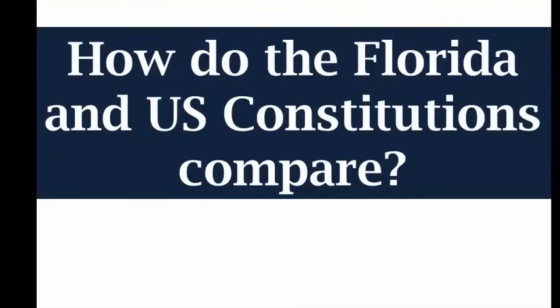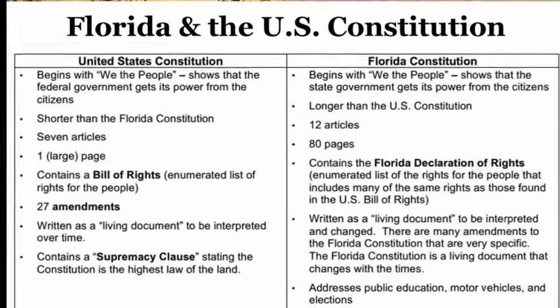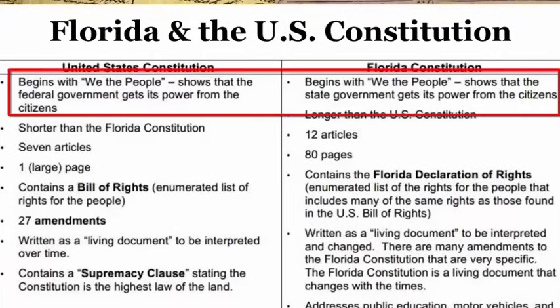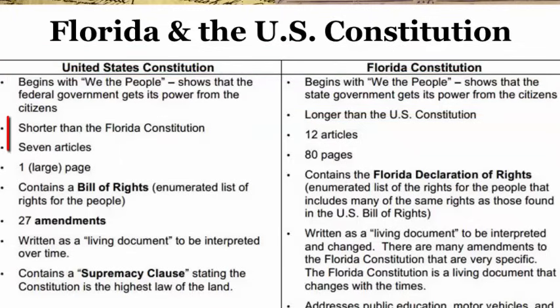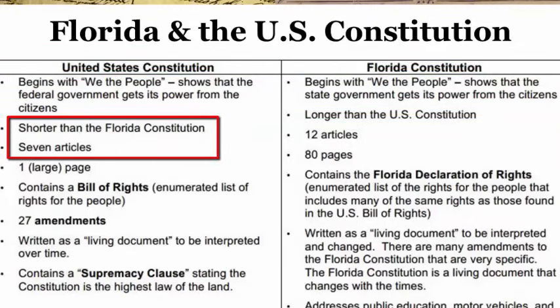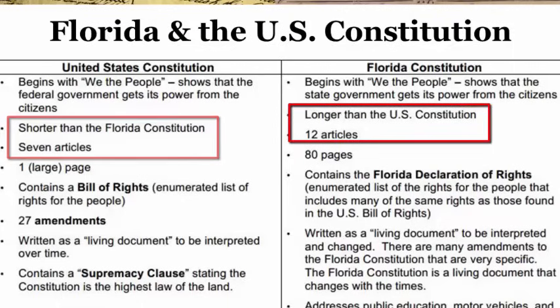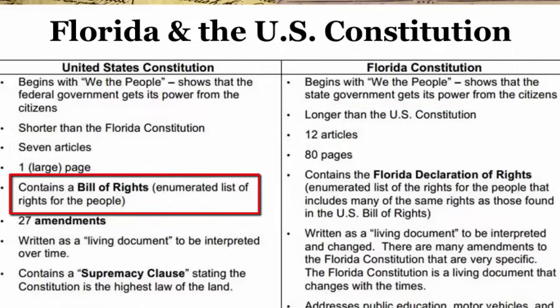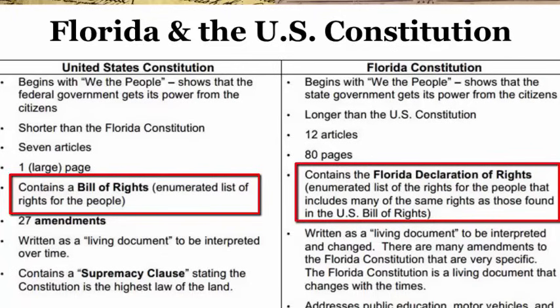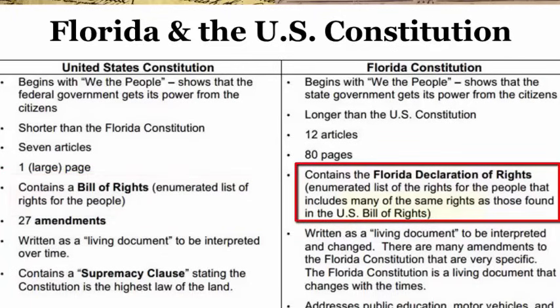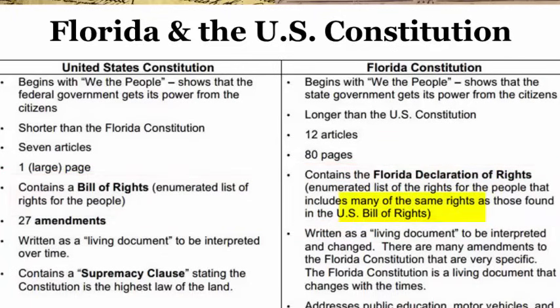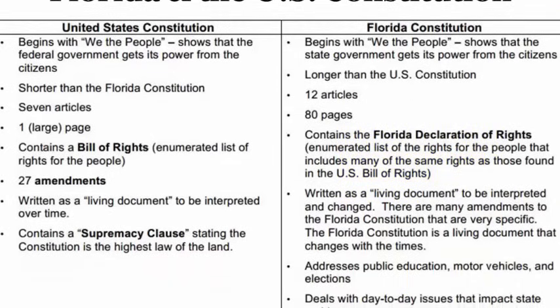How do the U.S. and Florida constitutions compare? For starters, they both begin with very similar preambles, starting with those three famous words, "We the people." The U.S. Constitution is much shorter. It has 7 articles to the Florida's 12. They both protect people's rights, the U.S. with the Bill of Rights added to it, and the Florida contains the Declaration of Rights at the beginning. This has many of the same rights, including the 5 freedoms, the right to bear arms, but including a longer list of rights.